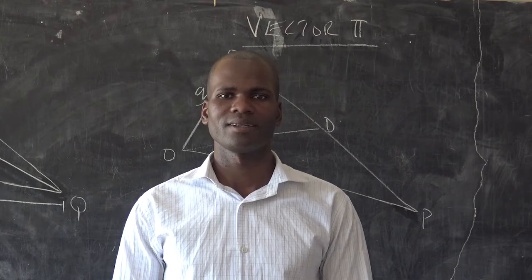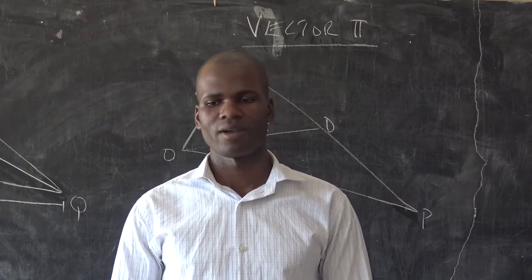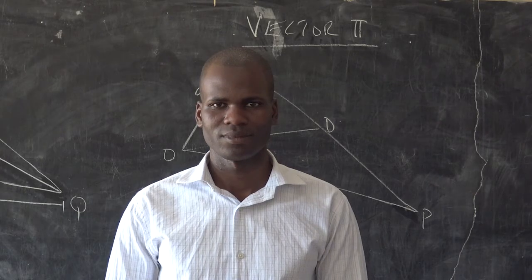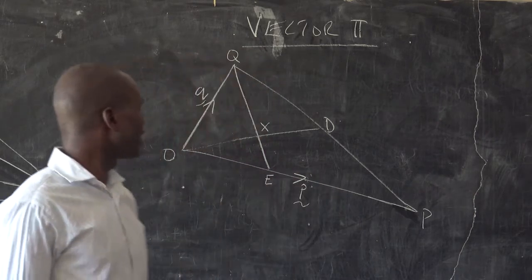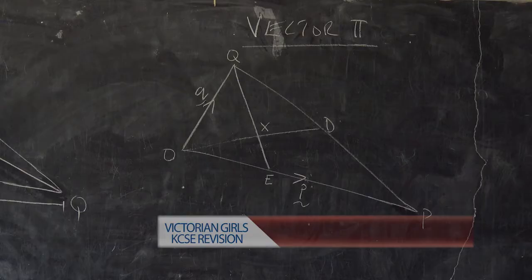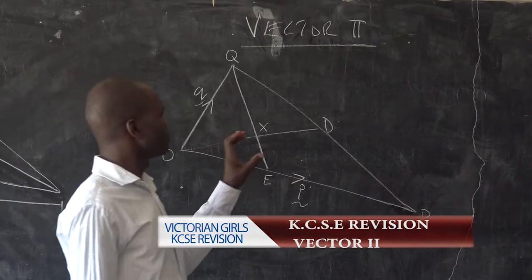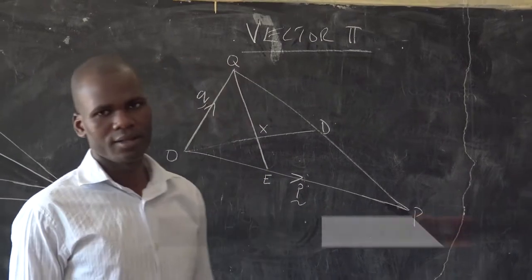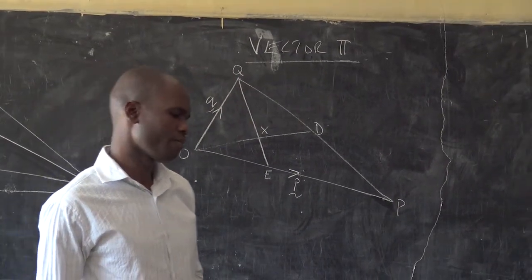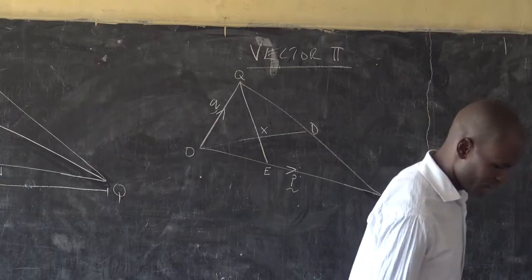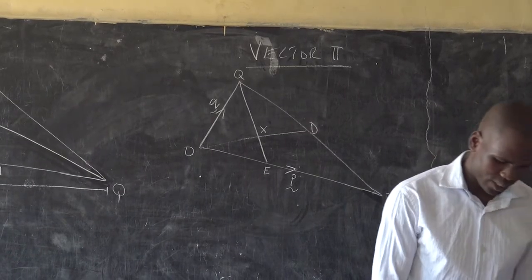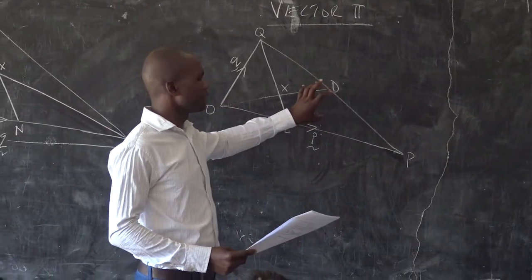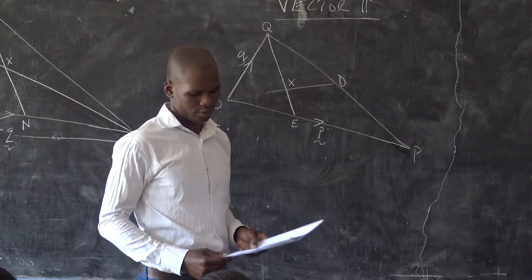As you see, revision on Vector 2. So we are going to look at further questions on Vector 2. That is the application of ratio theorem. And we are going to look at this question to help us go through the problem.